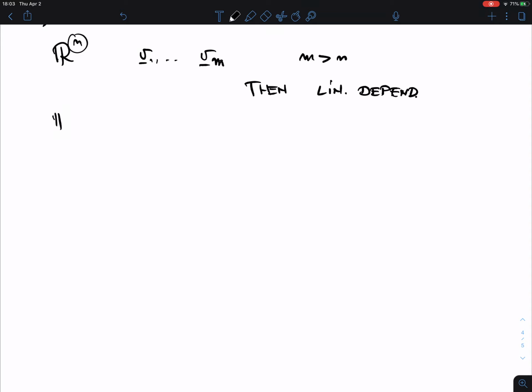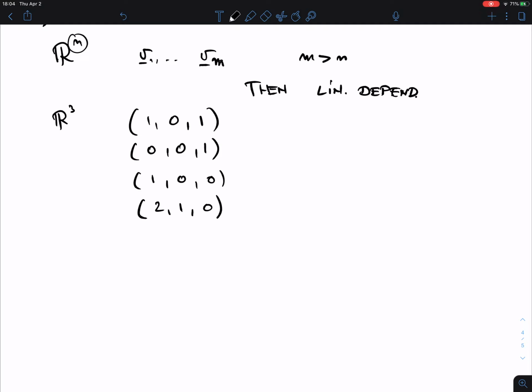Okay, so just to show what this means, I'm going to do a very simple example. Take our cube here, R3, and suppose we have 4 vectors: 1, 0, 1, say, and 0, 0, 1. I'm taking some simple vectors, 1, 0, 0, which is one of the coordinate vectors that we talked about, and 2, 1, 0. Well, think about it. How do I check whether they are linearly dependent or not? First of all, I look at the homogeneous system where the matrix has the columns given by the vectors. So we get these columns here.